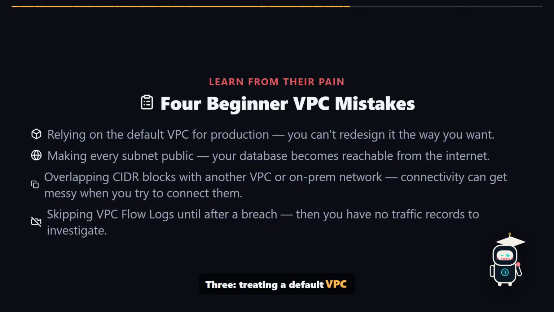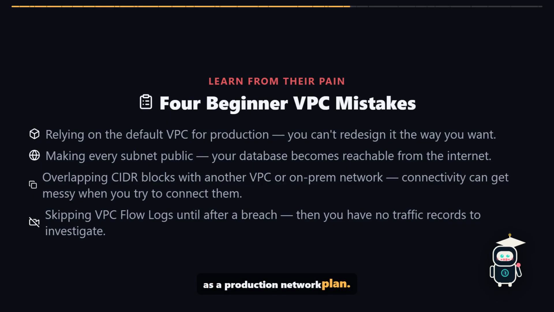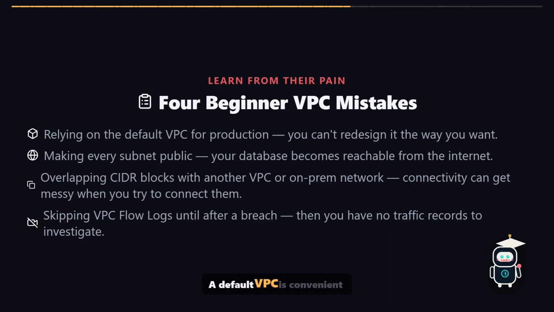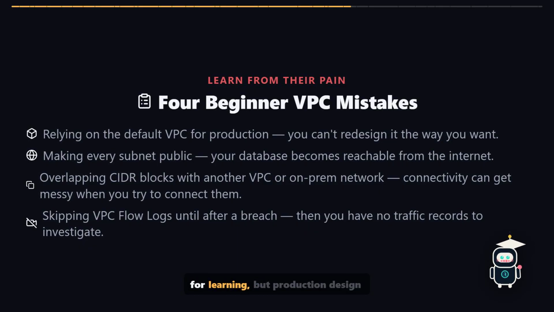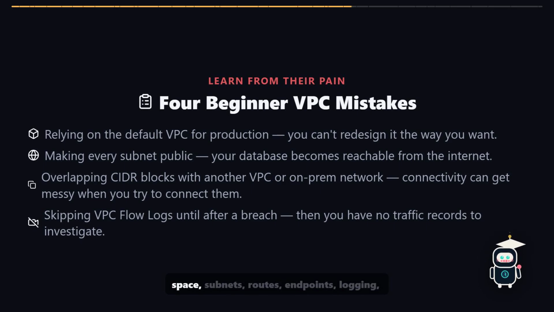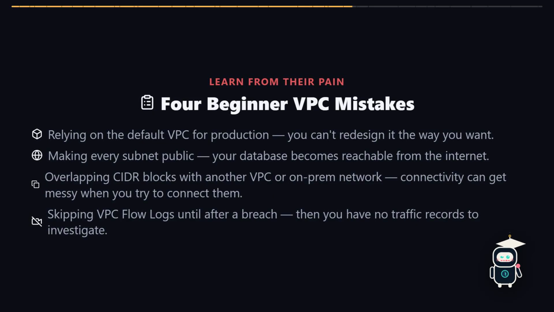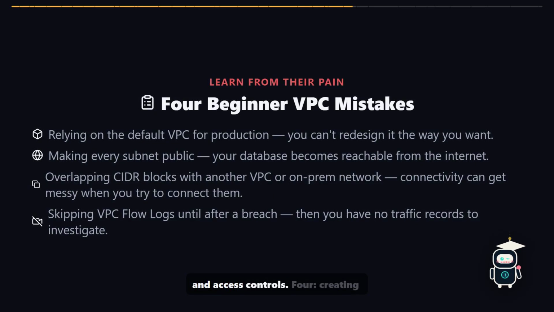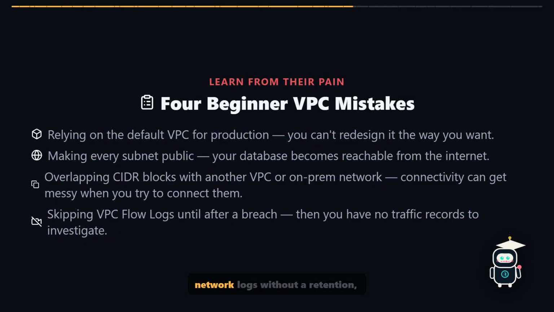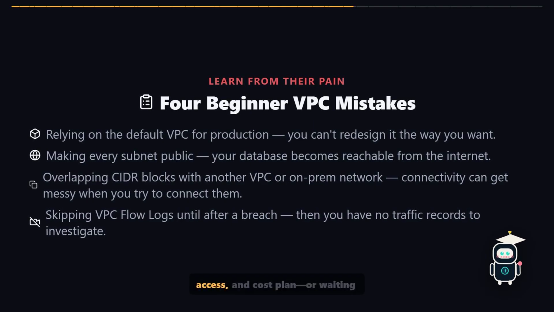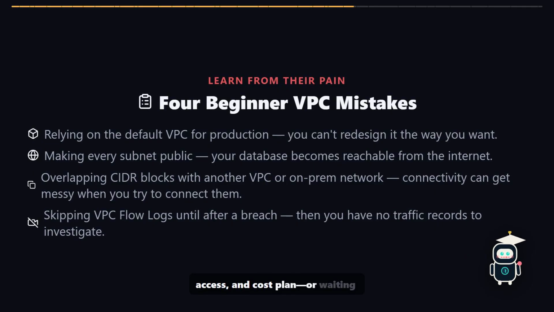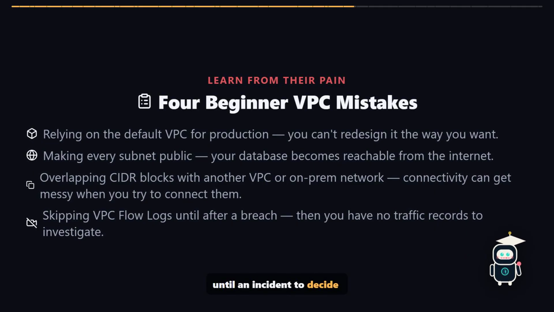3. Treating a default VPC as a production network plan. A default VPC is convenient for learning, but production design should be deliberate about address space, subnets, routes, endpoints, logging, and access controls. 4. Creating network logs without a retention, access, and cost plan, or waiting until an incident to decide what network evidence you need.